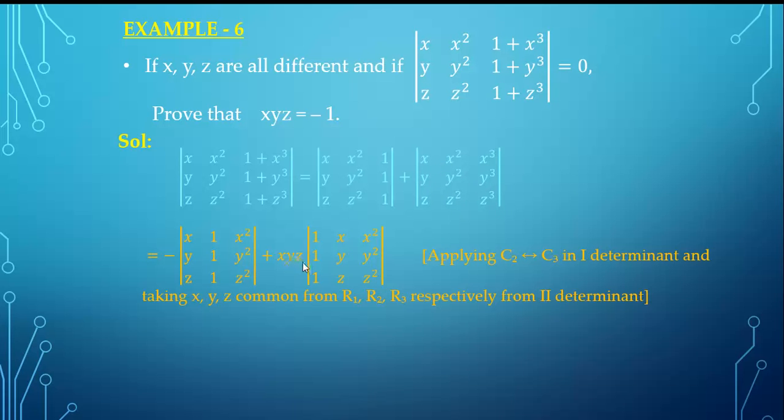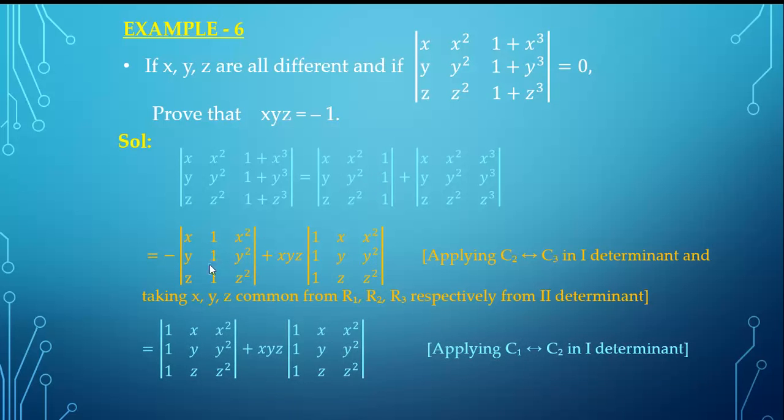So it becomes xyz common, and now it becomes |1 1 1; x y z; x² y² z²|. And here we can interchange C2 and C3. When we interchange C2 and C3, a minus sign will be there, right? After that, when we interchange C1 and C2, it becomes |1 1 1; x y z; x² y² z²|, and minus minus becomes plus, right? And this is the same. Now you can see that this determinant and this determinant are the same.